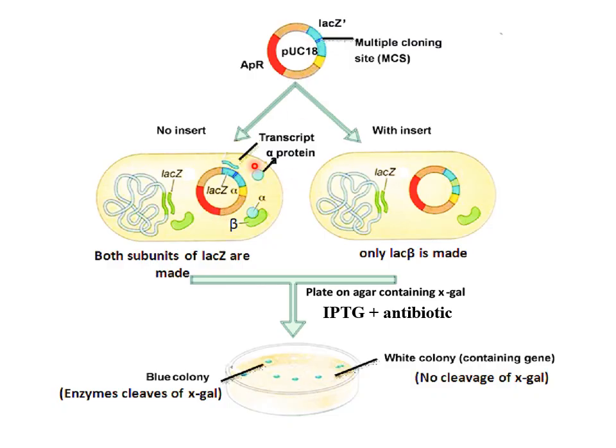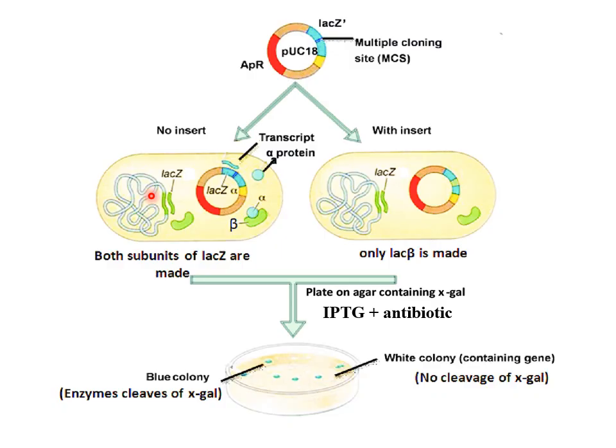Once this plasmid is inside the bacterial cell, this lacZ component of the beta-galactosidase, a part of the beta-galactosidase which is called the alpha protein, is synthesized here, and the other part of lacZ is present within the chromosome.